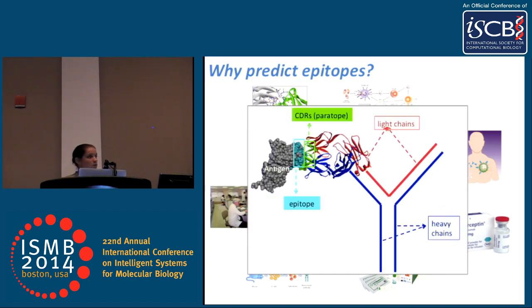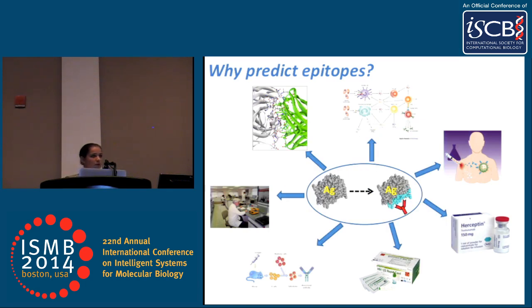So let me remind you what this important molecule looks like. Antibodies are composed of 2 heavy and 2 light chains, where the region on the antibody that binds the antigen is named the paratope and is composed of 6 loops, 3 on the heavy chain, named CDR H1, H2, and H3, and 3 on the light chain, named CDR L1, L2, and L3. On the antigen side, the region on the antigen surface that binds the antibody is named the epitope.